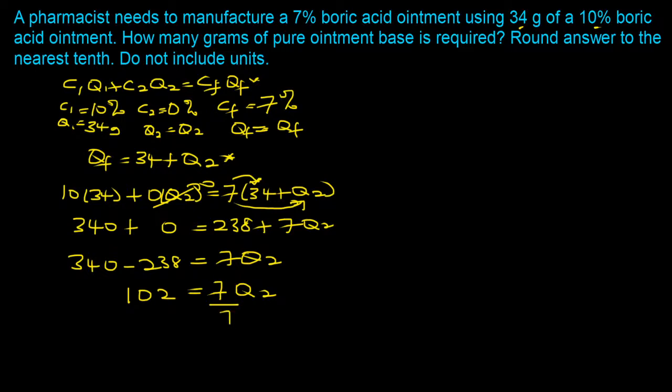We divide both sides by 7, and we end up with Q2 being equal to 14.6. So we do end up with the same quantity as we determined using the alligation method. And most of the times you will notice that if you know what you're doing and you have the concentration of your higher and your lower strength and the desired, then the alligation method normally is quicker, much faster. But regardless of the approach, you should end up with the same solution.